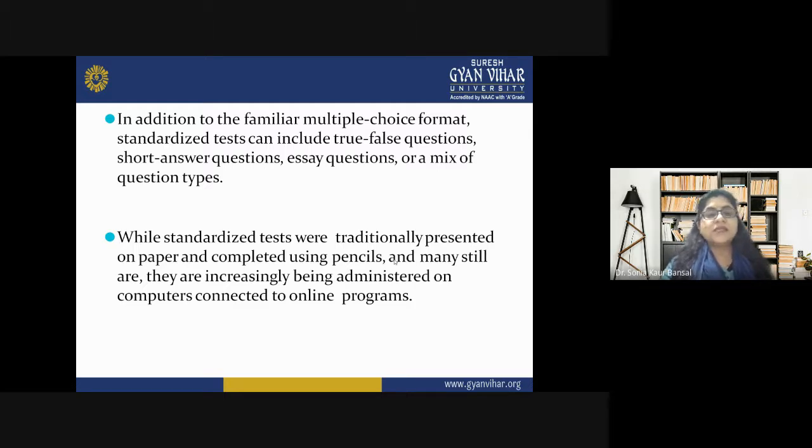While standardized tests were traditionally presented on paper and completed using pencils, and many still are, they are increasingly being administered on computers connected to online programs. And nowadays we all know that many researchers are collecting their data through online processes. They are creating the questionnaire, converting their standardized test into a Google Form, and collecting the data. So you can collect the data from a standardized test face to face, or you can collect it through technological means also.